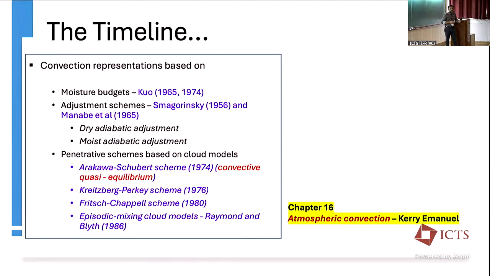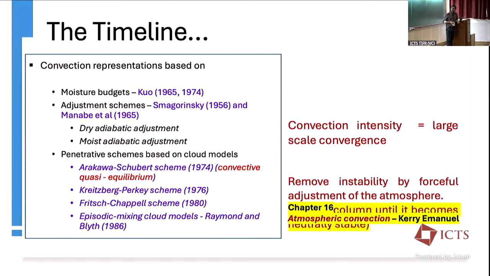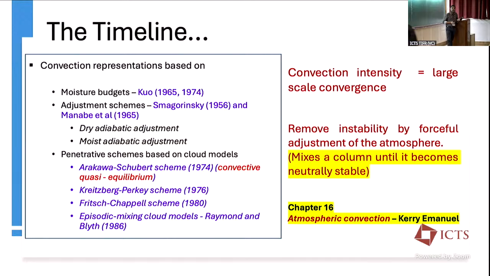When instability is generated in the grid box, the temperature profiles are adjusted to make it neutral or stable. That's how the adjustment schemes came into the picture. Later, the penetrative convection schemes, or the mass flux convection, came into the picture. I'm not going into the details, but the basic way the COO and the adjustment schemes are lagging behind the mass flux is that the COO scheme relies overly on moisture convergence. It just says that the convection intensity is directly related to the large scale convergence.